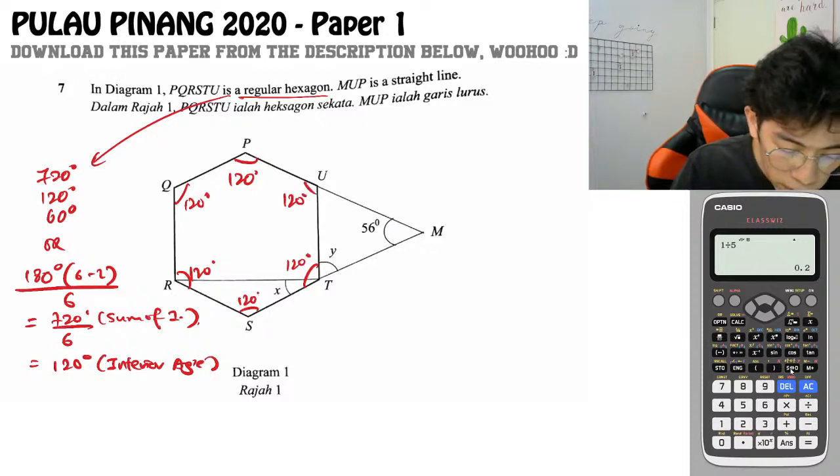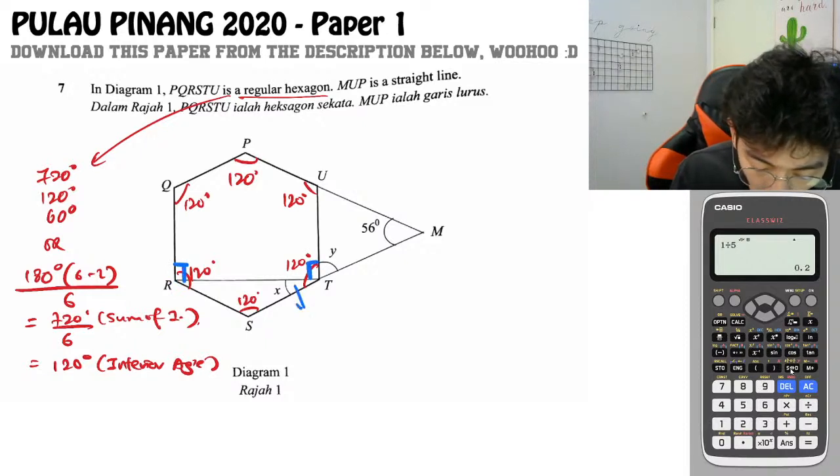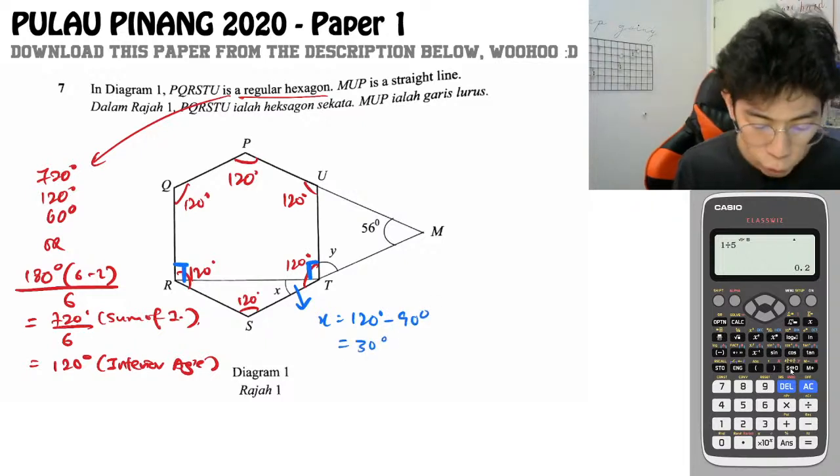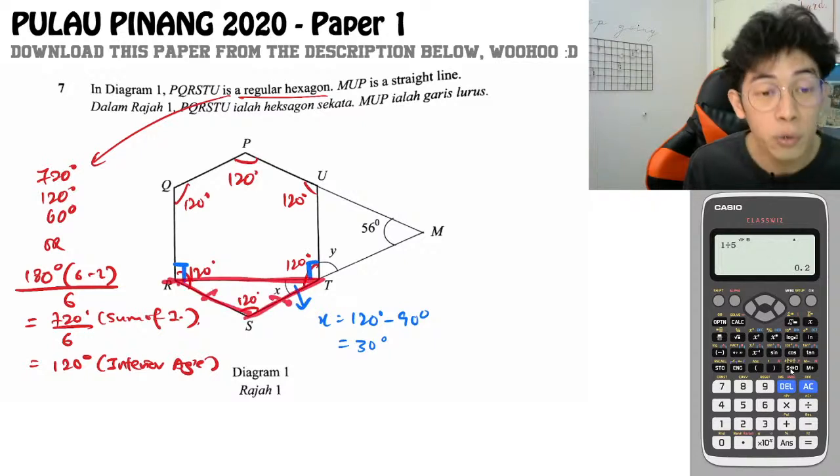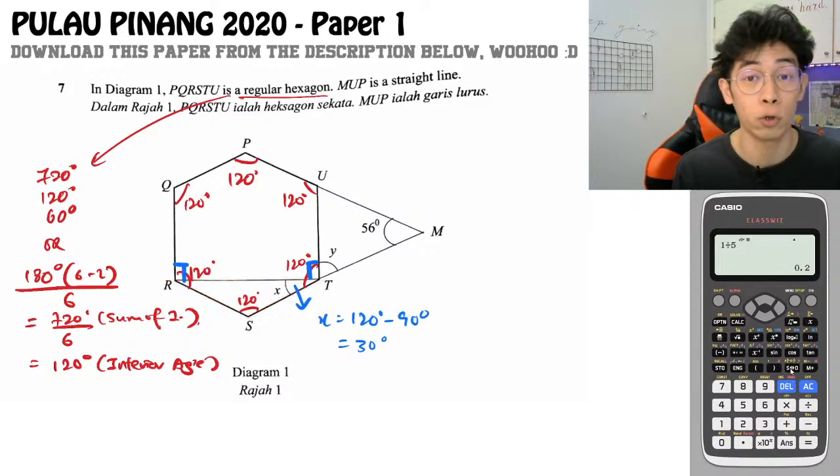Okay, everyone, it's a very obvious common sense of 90, just want to show you. So quite obvious that your x is 120 minus 90, which is 30. Or you might want to say, teacher, I saw this isosceles, can I use 180 minus 120 divided by 2?